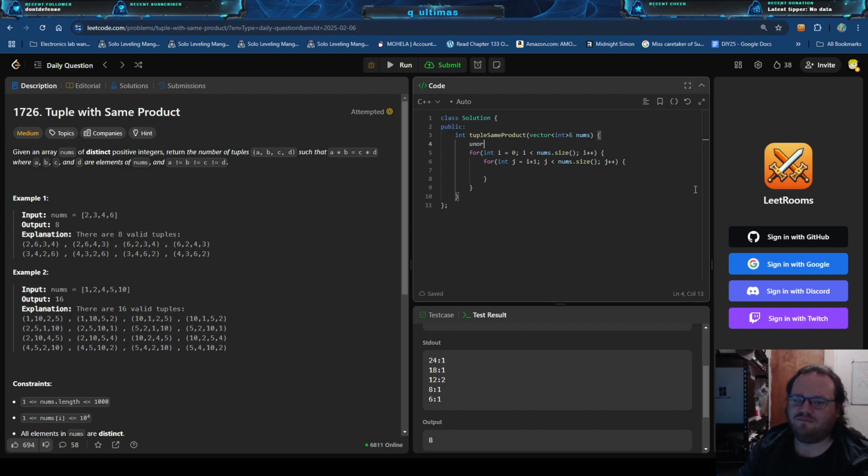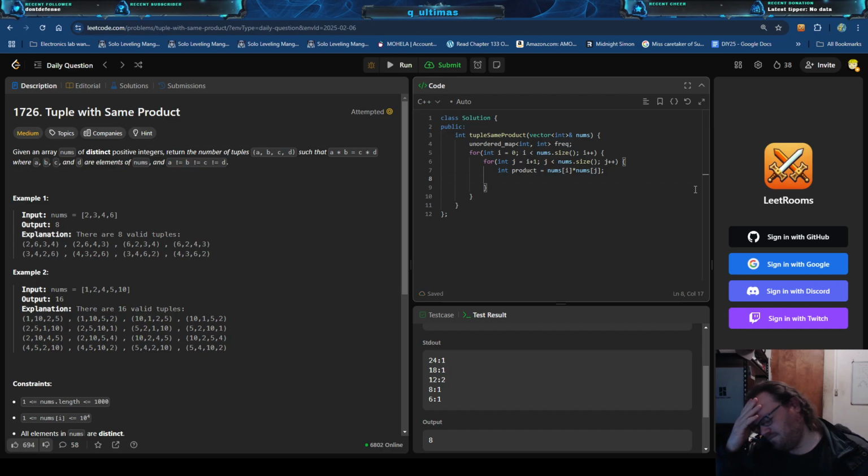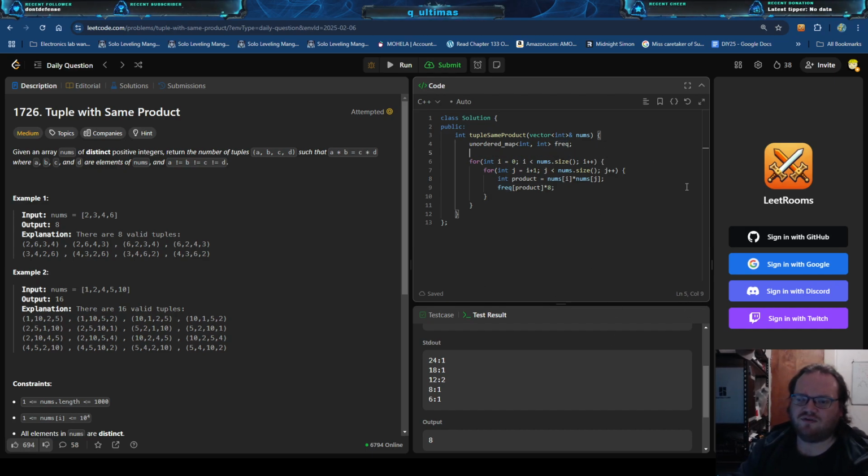So if we had a frequency map, and we did something like, well, we have a product which is nums[i] times nums[j]. Then we know that if we go frequency[product] times 8. So it starts out as 0. Okay. We have our product. So it's going to start out as 0, right? And then we multiply it by 8. And then this value is going to be added to a result.